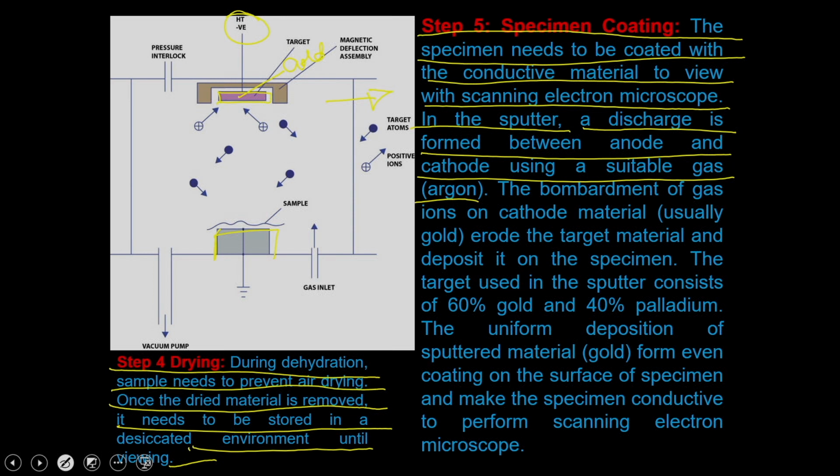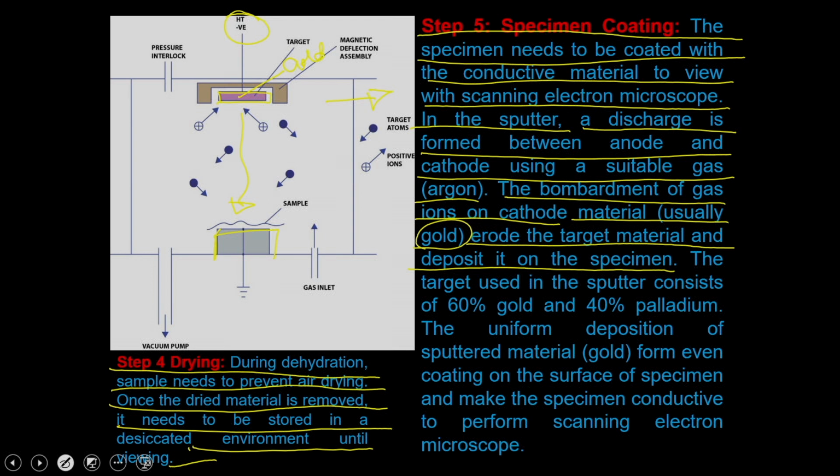When you bombard with gas ions, what happens is it takes up the gold and showers the gold on top of the sample, and that is how it makes a smooth, single layer of gold coating on the sample. The bombardment of gas ions onto the cathode material, usually gold, erodes the target material and deposits it onto the specimen.